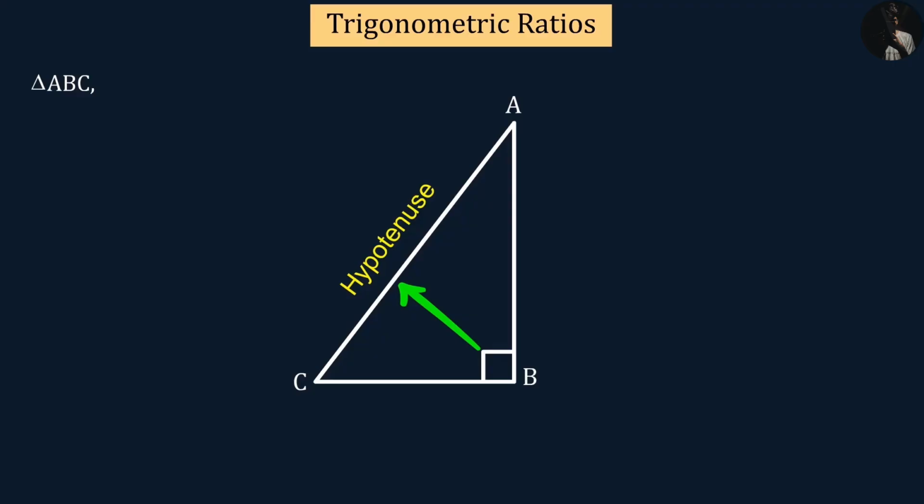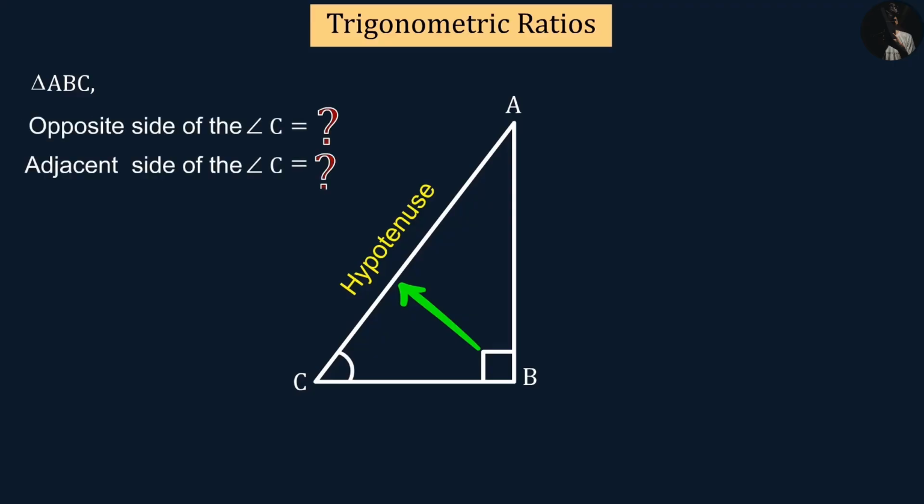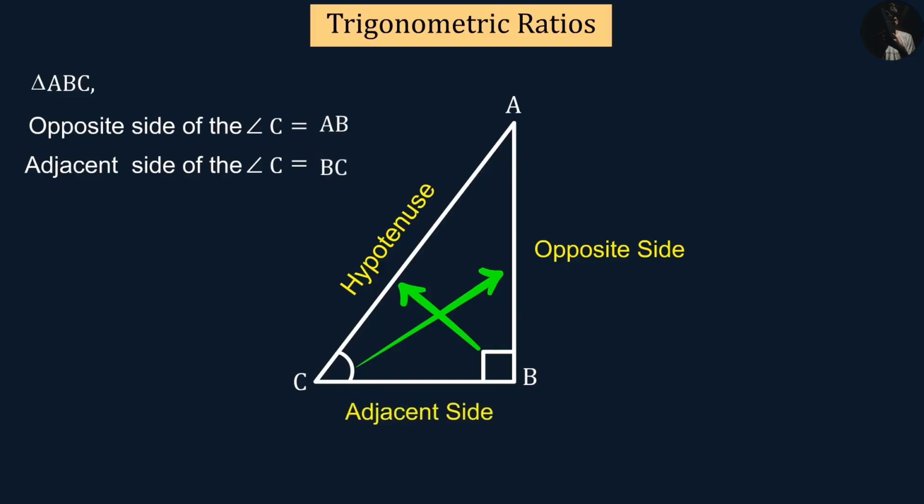In the same way, can you tell the opposite side and the adjacent side of the angle C? Well done! If the opposite side is AB and the adjacent side is BC, then can we say that with respect to angle C, the hypotenuse is AC, the opposite side is AB, and the adjacent side is CB.